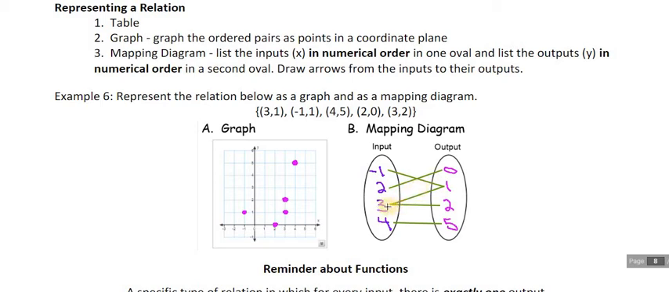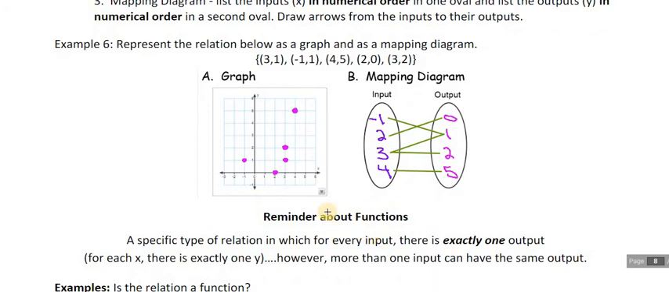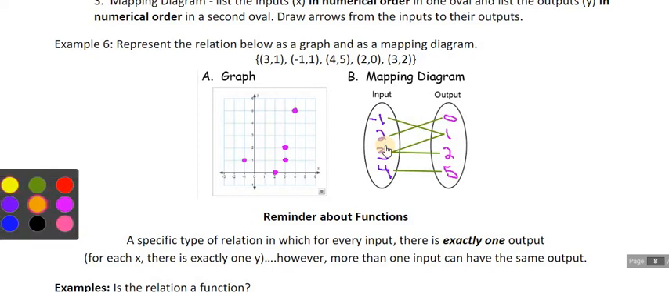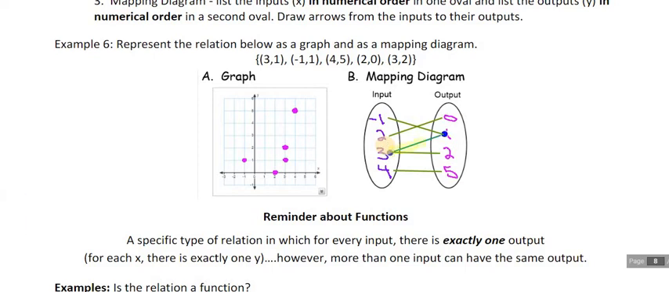Now, if I asked you, is this a function? Remember, a function, for every x, there's exactly one y. So we watch out for x's that are there twice. Okay? Well, in this particular case, it's pretty easy to see that our x value of 3 has 2 different y values. Okay, so the x value of 3 is a cheater. Therefore, this particular relation is not a function.